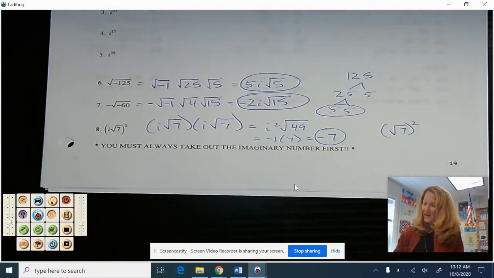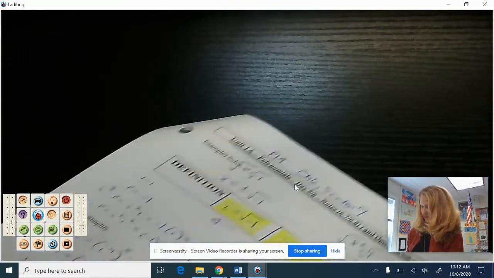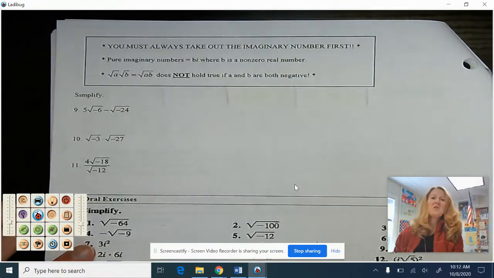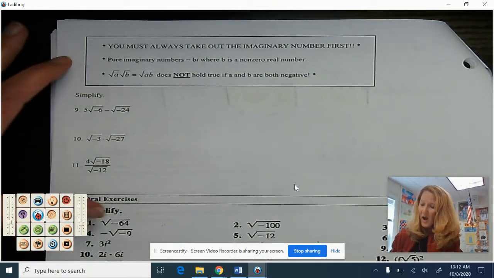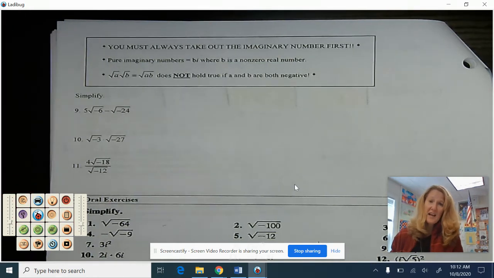All right, let's go on to page 20. All right, and then we have some tips at the top. So you must always take out the imaginary number first. I've already mentioned that. A pure imaginary number takes the form b times i, where b is a non-zero real number. So it's just a coefficient times i. 1 is a coefficient, so i is an imaginary number, but you could have 2i, -2i, 1/2 i, -1/2 i.